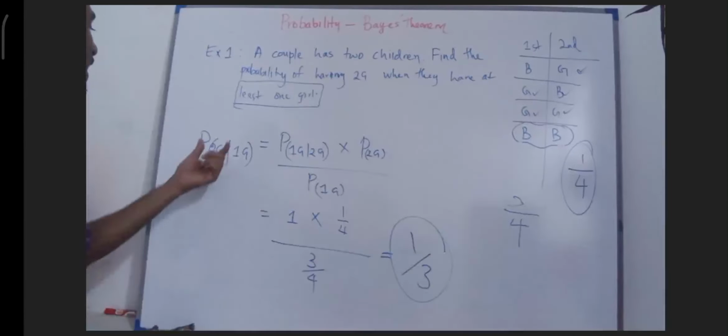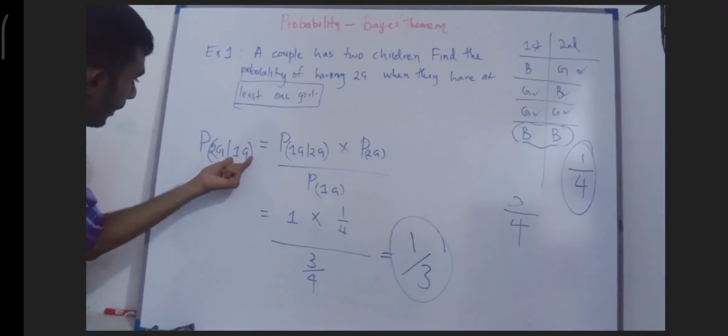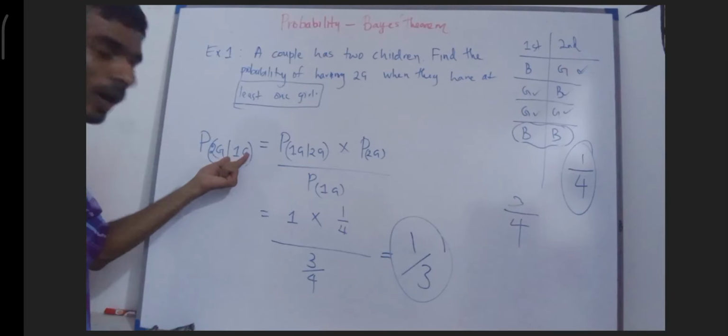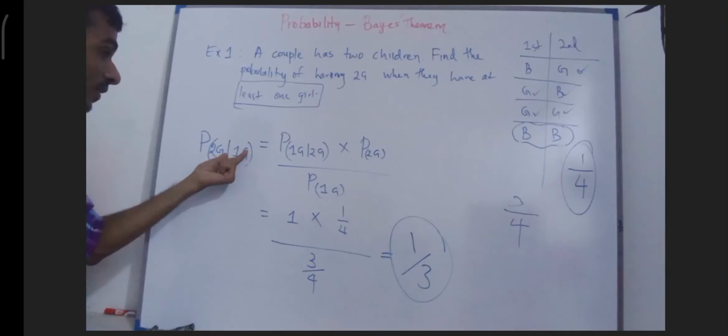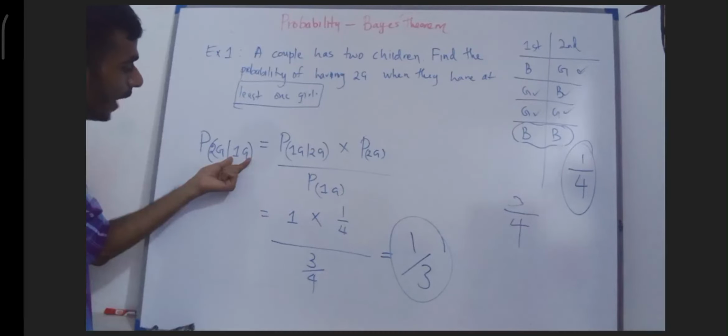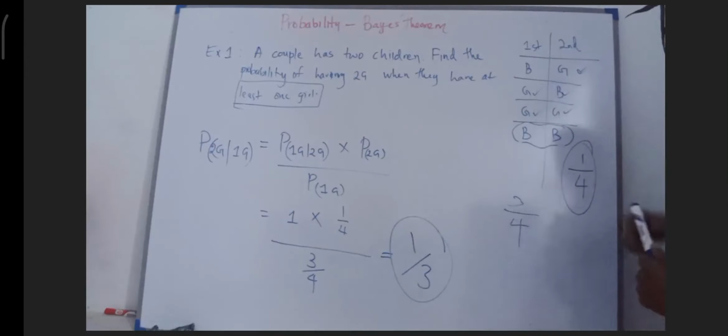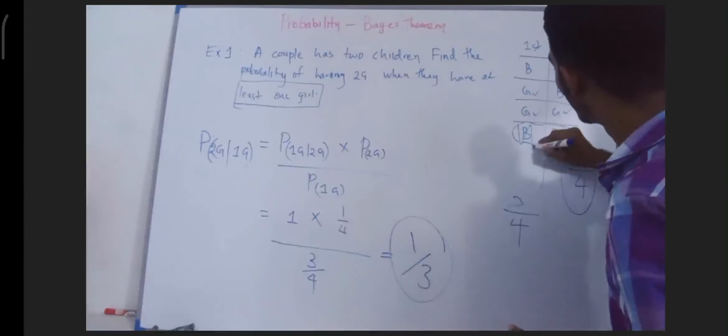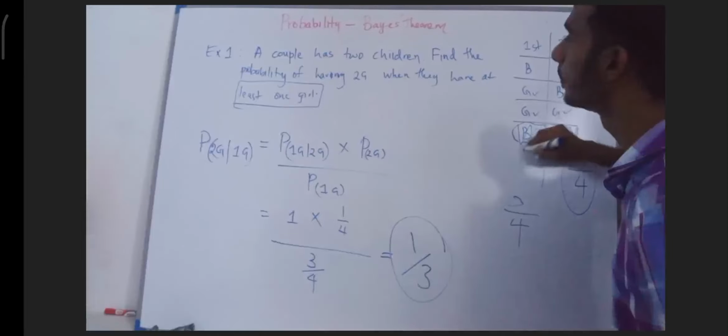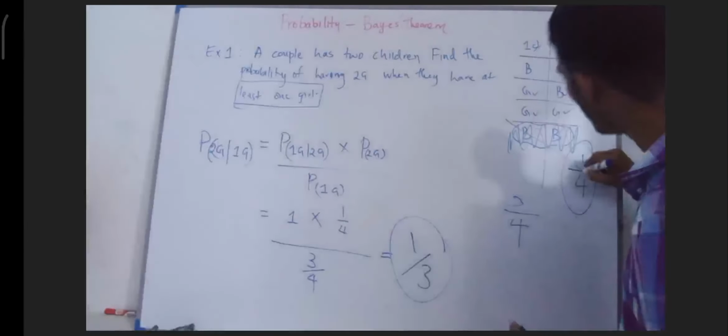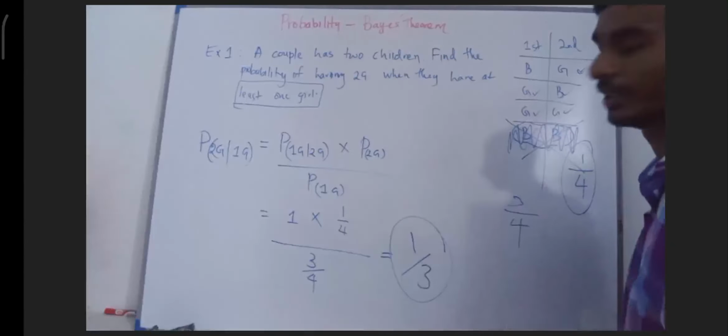So this means when the couple has at least one female child, that is provided. The probability of having 2 girls when the couple has at least one girl is equal to 1 by 3. Yeah, that is true. So if you look at this one, this event cannot occur for this particular couple. So I eliminate this possibility from the total probability.